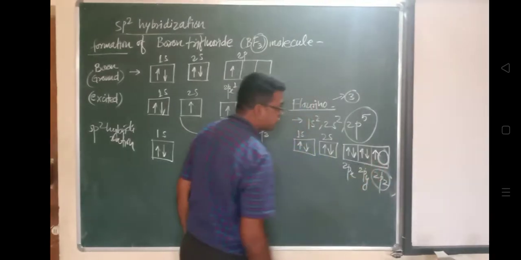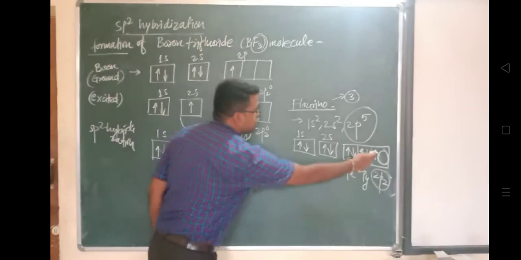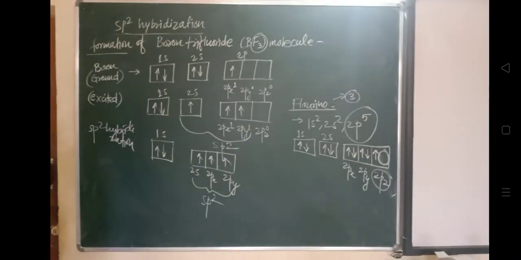Okay, so if we talk about the bond angle, the bond angle will be 120 degrees between each boron and fluorine atom. The angle between each boron and fluorine atom will be 120 degrees.